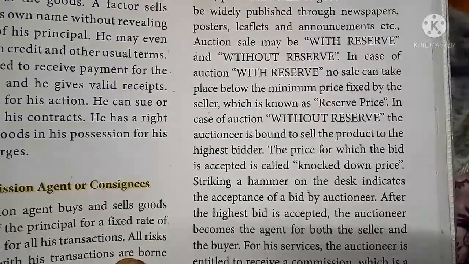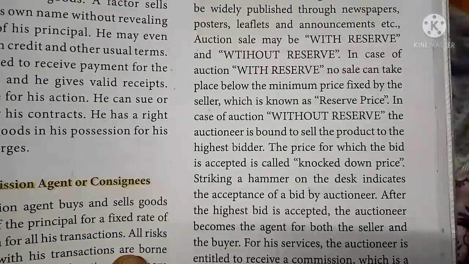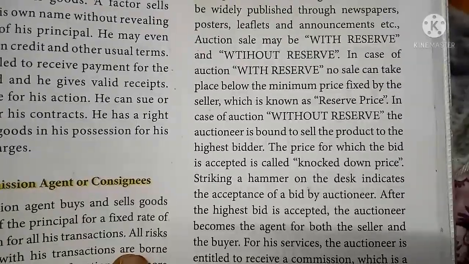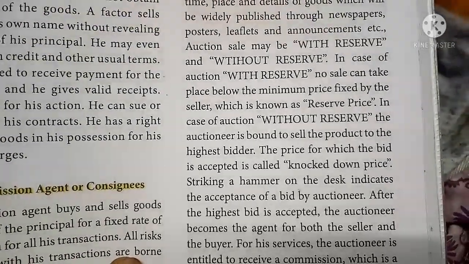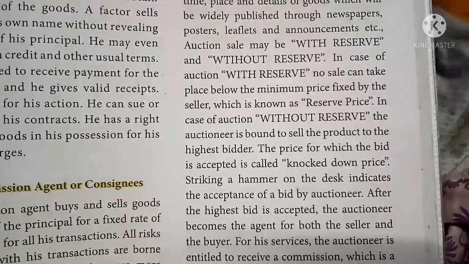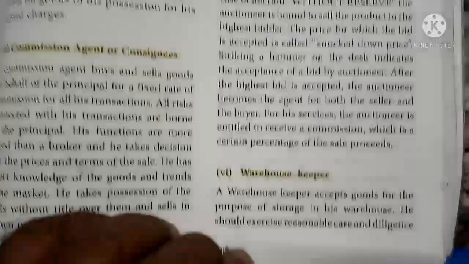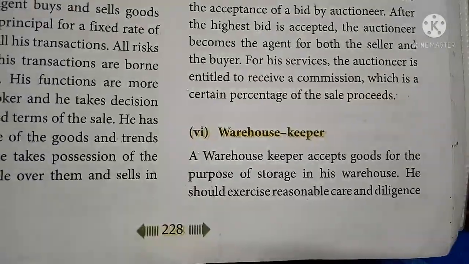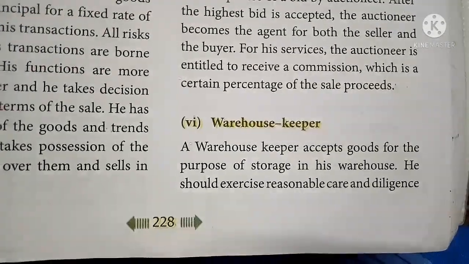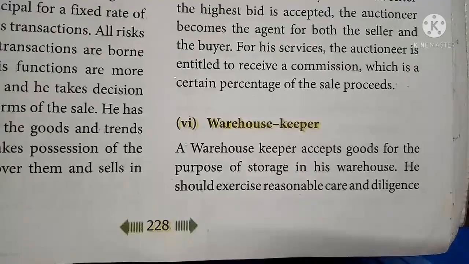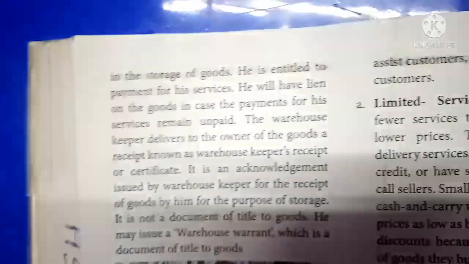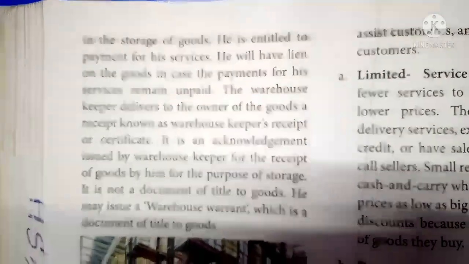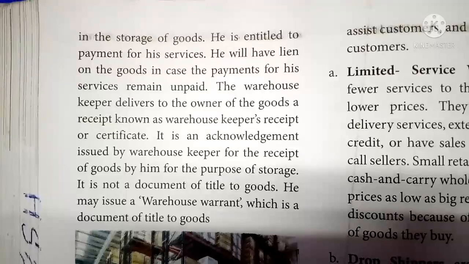So after the highest bid is accepted, the auctioneer becomes the agent for both the seller and the buyer. So for this service, he will receive a commission from both the buyer and the seller. Next, warehouse keeper. A warehouse keeper accepts goods for the purpose of storage in the warehouse. So he should exercise a reasonable care and diligence for storing the goods in the warehouse, and he is entitled to payment for his service.